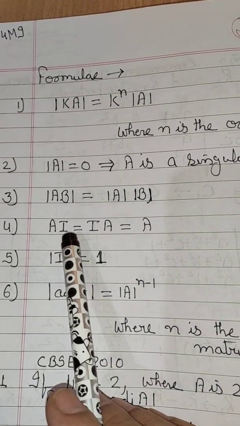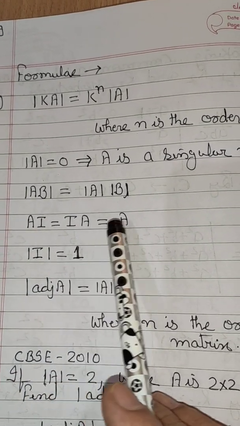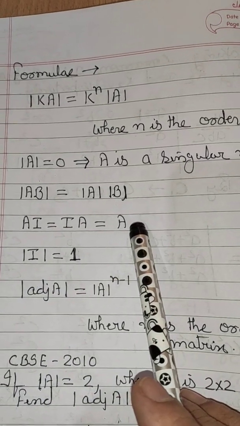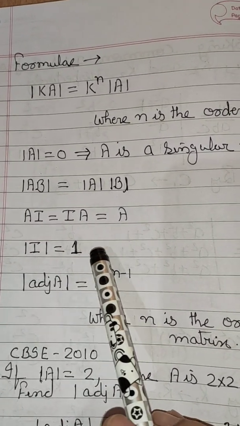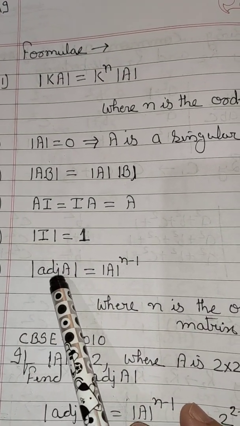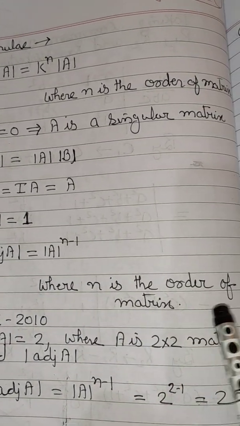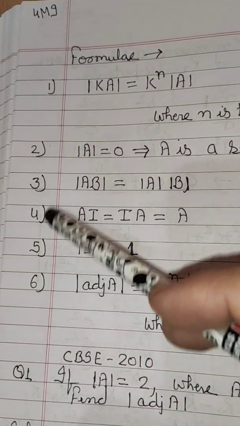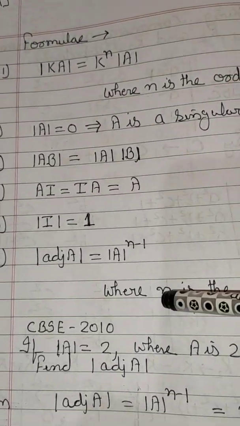A multiplied by matrix I, where I is the identity matrix, is equal to I multiplied by matrix A, is equal to A. When we multiply the identity matrix with a matrix, we get the matrix itself. Determinant value of the identity matrix is always equal to 1. Determinant value of the adjoint of a matrix A is equal to determinant A raised to the power n minus 1, where n is the order of the matrix. Please continuously revise these formulae. Sometimes children get confused in formulae 1 and 6. Now we are solving questions based on this concept.